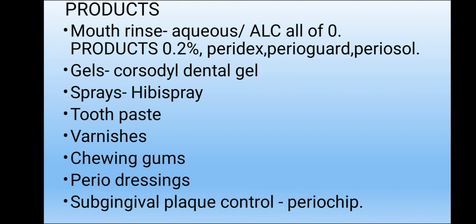Products: mouth rinses, gels, sprays, toothpaste, varnishes, chewing gums, perio dressings, and supragingival plaque control products like perio chips.